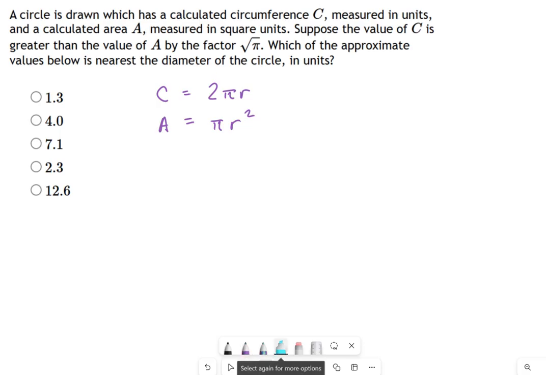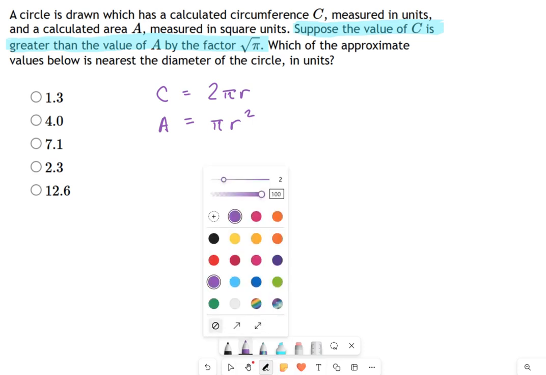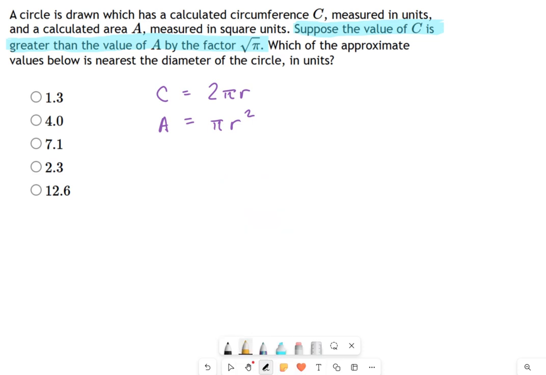I want to highlight one of the important parts. It says, suppose the value of c is greater than the value of a by the factor square root of pi. Well, we need to turn that into an equation. This is the money part of the problem. The value of c is, so that's equals, greater than the value of a by the factor square root of pi. What that means is it's square root of pi, that's the factor, times a. Okay, that's my big equation. And if I can figure out how to solve this equation, I'll have my answer.